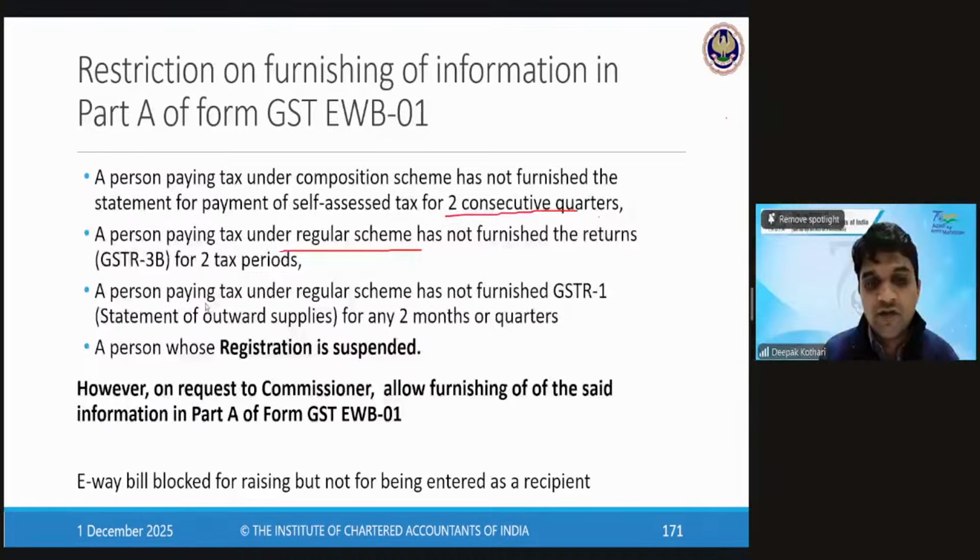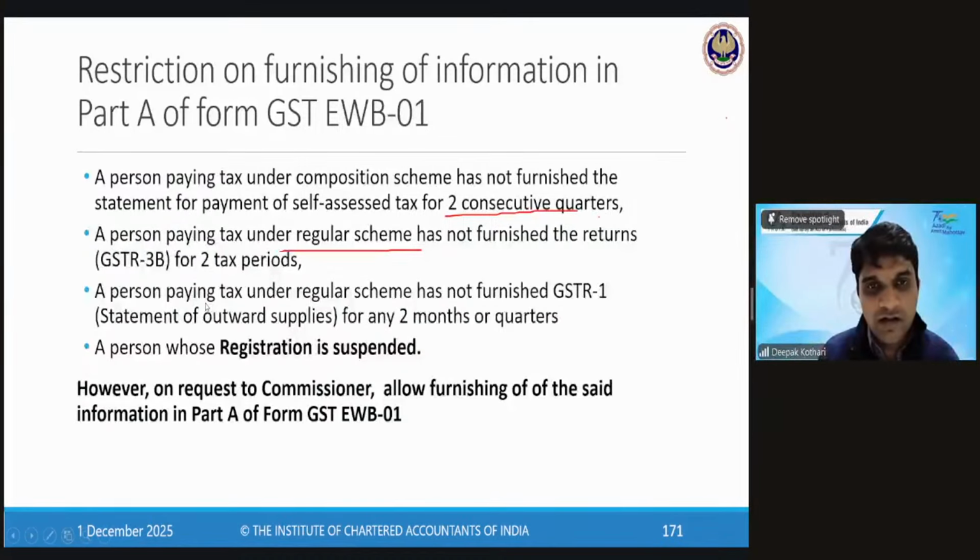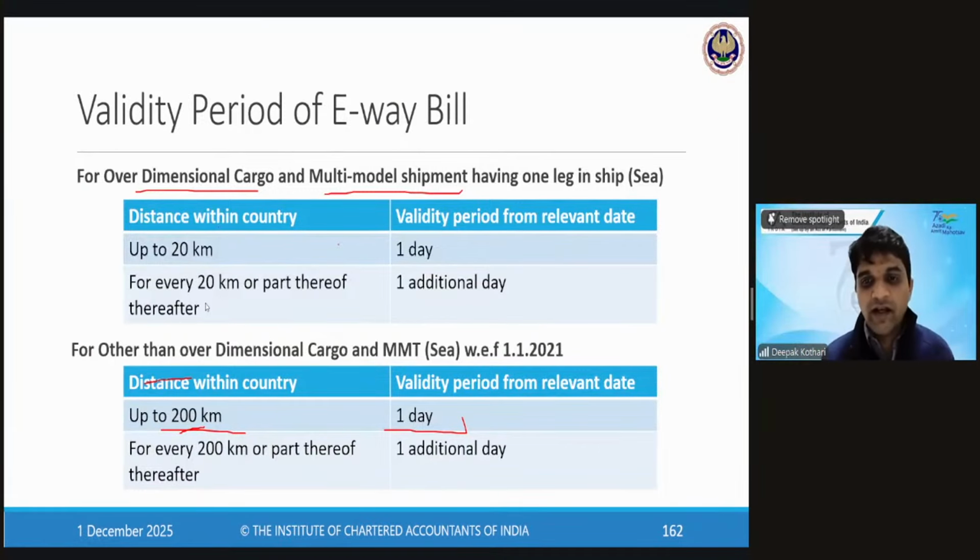Validity period confused. We have discussed, Nagaraja. Validity period is 200 kilometers for 1 day, and for every additional 200 kilometers after that, you'll get a second day. So if it is say 530 kilometers, for how many days validity? Normal transport, not multimodal. Yes, Kulika, correct. 3 days. 200 plus 200 plus for that additional 130, you'll get one more day.